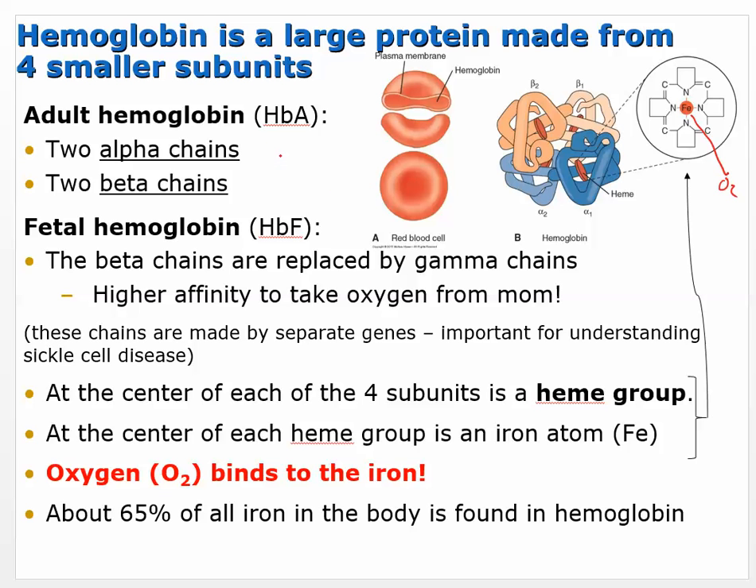Okay, so the structure of it is that in an adult where everything is normal, they have 2 alpha chains and 2 beta chains. So these are just kind of arbitrarily named Greek letters, alpha, beta. And then we have something called fetal hemoglobin. Now, fetal hemoglobin does not have beta chains. Instead, in the place of beta chains, they have something we call gamma chains. Okay, so they're slightly different structure.